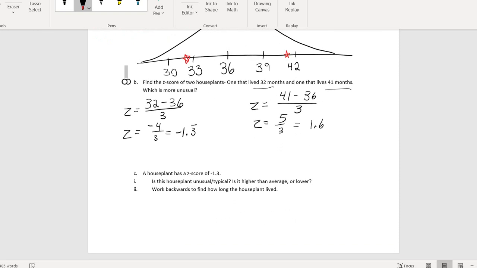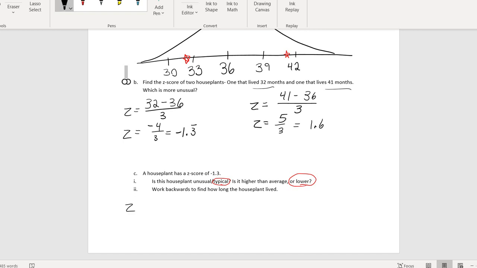Now, for the very last part of this example, let's say that we have a houseplant that has a z-score of negative 1.3, okay? And what we want to do is we want to work backwards. So first, is this houseplant unusual or typical? Well, since it's within 2 standard deviations, it's typical. And is it going to be higher than the average or lower? Well, because it's negative, that means it's going to be lower.